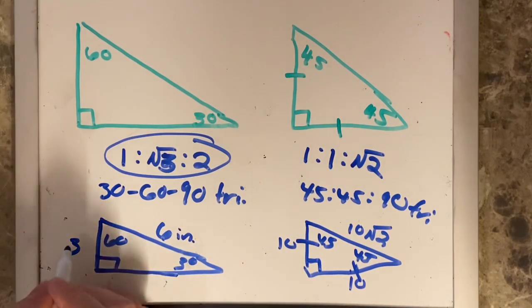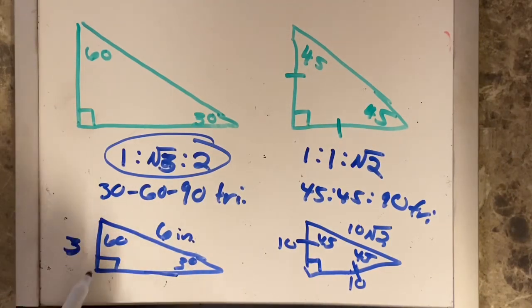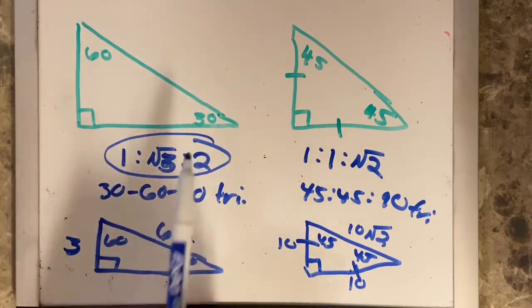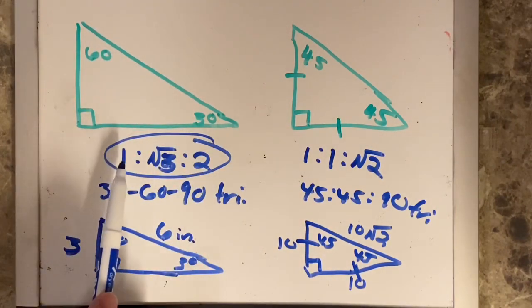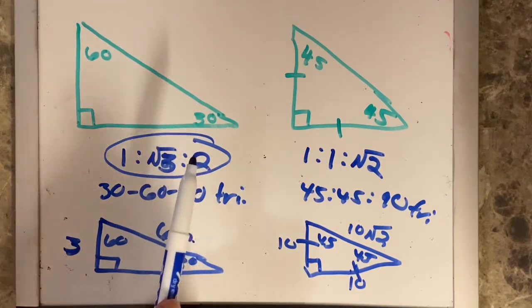The reason why I put 3 right here, not right here, is because this side is the smallest side. And if we look back at the ratio, it goes from smallest to largest. So this is the ratio of the smallest, this is the ratio of the middle length, and this one's the ratio of the longest length.